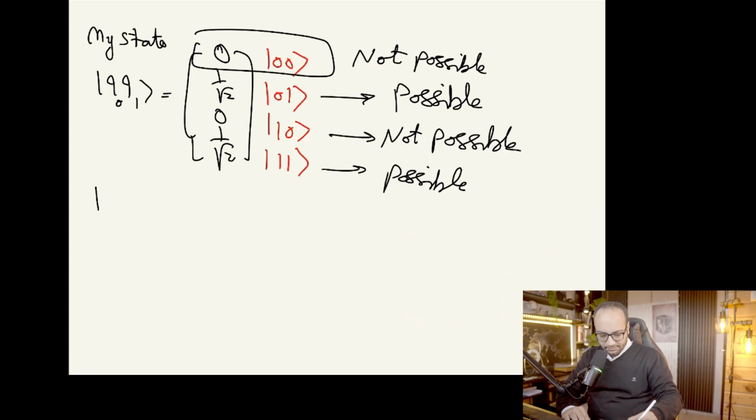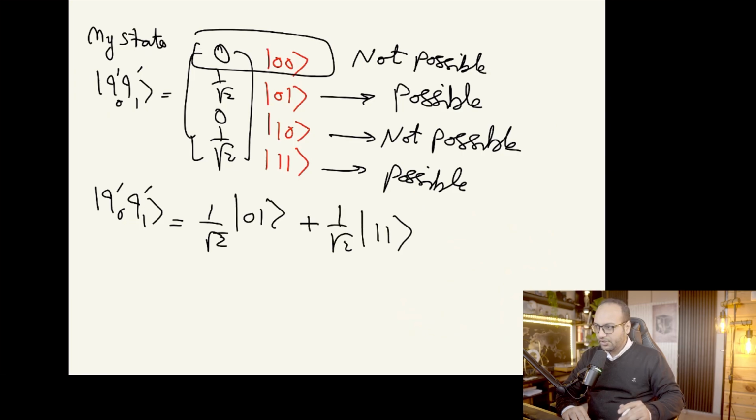And this is why my state now, let's make them with primes to distinguish that this is a final state, would be 1 over root 2, 0,1, and 1 over root 2, 1,1. So we have two probable situations here. When we do the measurements, one of these situations will remain and the second will vanish. Hence, we have two situations: either the first qubit is 0 and the second qubit is 1, or both qubits are in the one state.